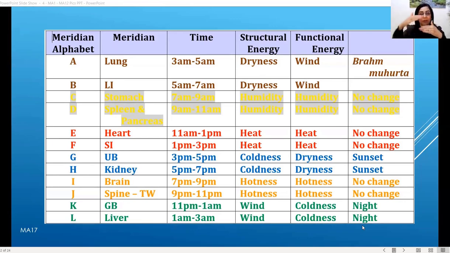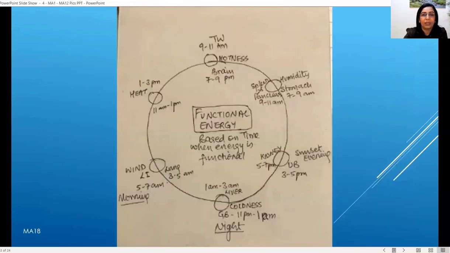What you need to notice is that according to the access law, only the bottom three energies are the ones which have structural and functional circulations that are different. But for the three energies on top, the heat, hotness, and humidity energies in the access law, they are the same structurally and functionally, as they fall at the same time according to the access law as well. So they do not change. Now, for that, you need to see this.